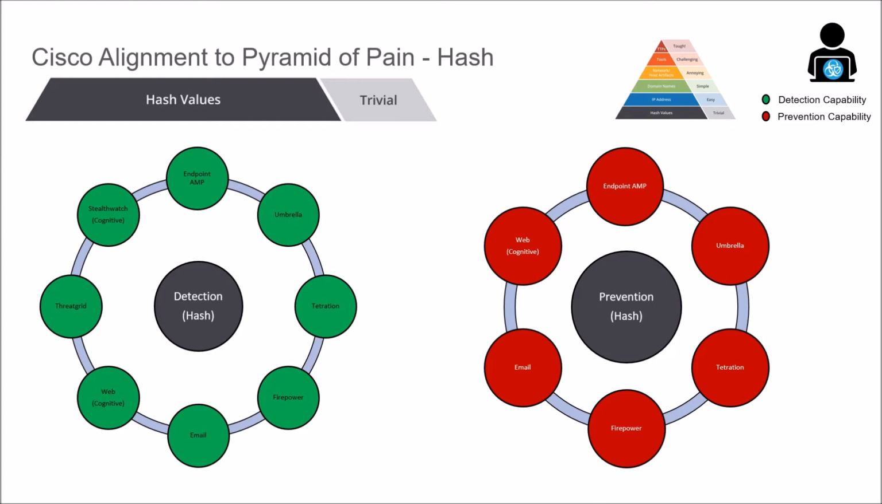Now, when we get into prevention, we're looking at endpoint AMP, the ability to block a hash, Umbrella, Tetration, Firepower, email, web. The web security appliance, as an example. They all have the ability to mitigate or prevent that file hash from coming into the organization, as far away from the asset you're defending, or as close to the asset, in regards to actually targeting being downloaded or a USB key plugged into the endpoint, and having a technology that could detect and ultimately mitigate that threat.